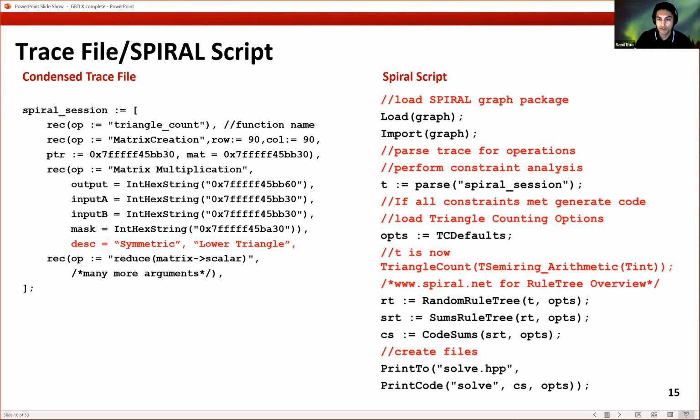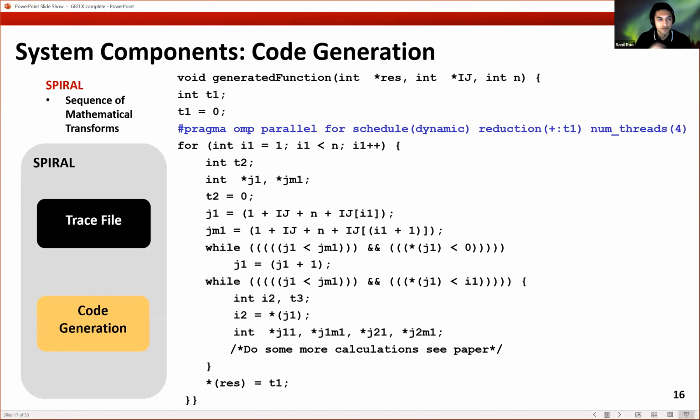And this Spiral will be able to understand the underlying properties that are shown in the trace file and generate a high performance variant. And we'll go through how exactly Spiral is able to generate high performance code in the latter half of this talk. But just to talk about it at a high level, we have to first load our graph package and then parse the trace file to see if Spiral understands the computation being performed. And then if it does, it'll go through a series of transformations to give us a high performance variant of that computation.